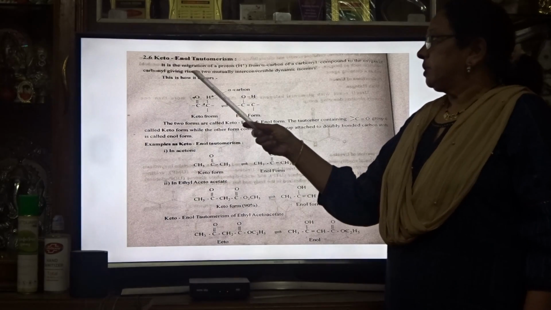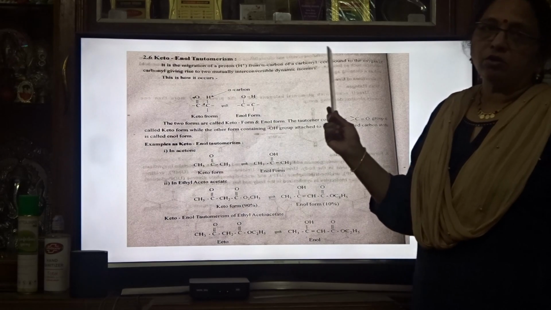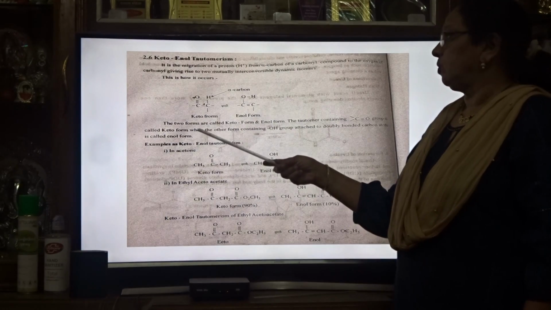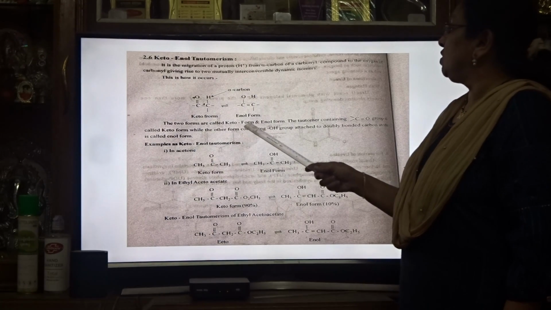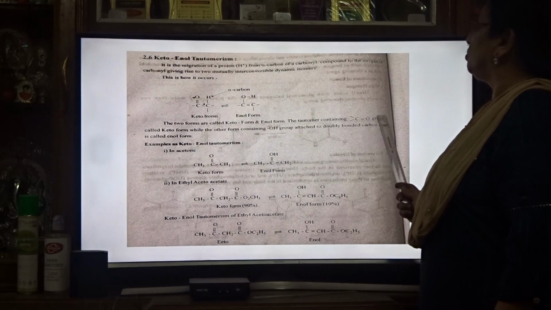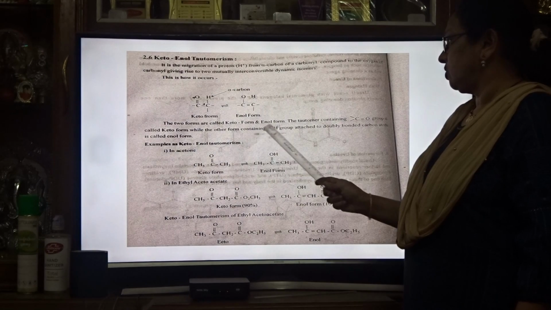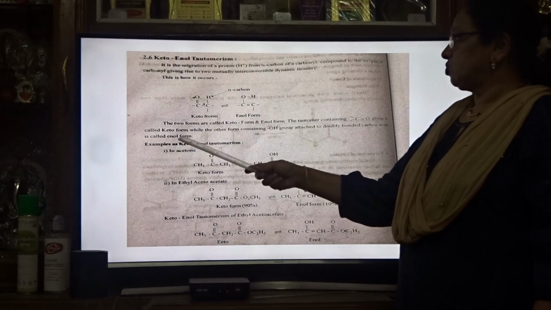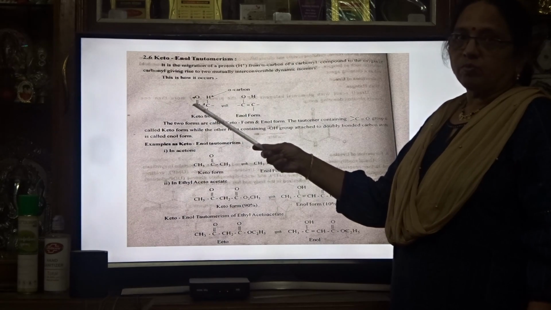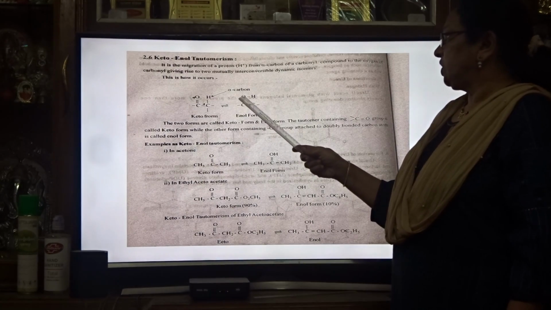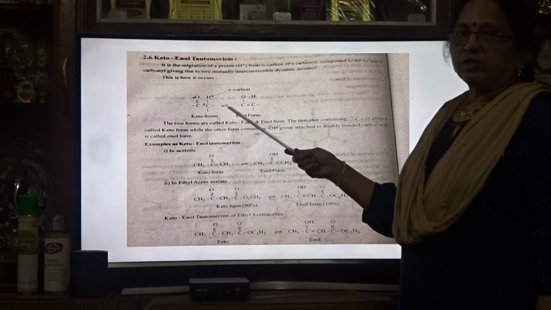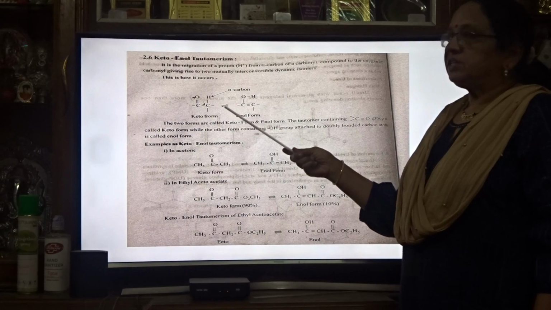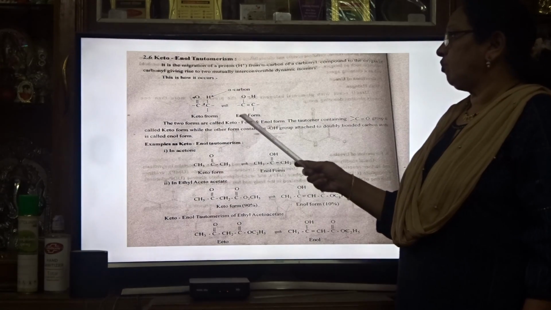In the exam, the question will be to explain keto-enol tautomerism. First of all, you have to write the definition, then show how the keto form is and how the enol form is. The two forms are called keto form and enol form. The tautomer containing the carbonyl group is called the keto form, and the other, containing an OH group attached to a double bonded carbon atom, is called the enol form. Then we write two arrows, one facing right and another facing left, which means keto form and enol form are interconvertible.